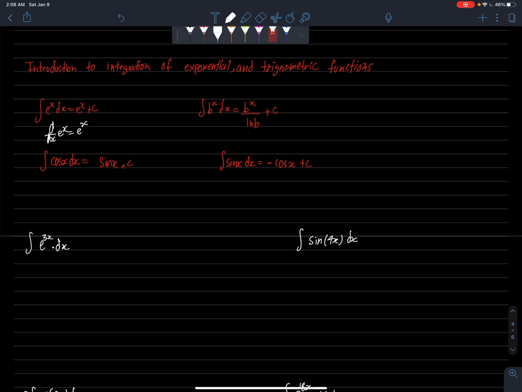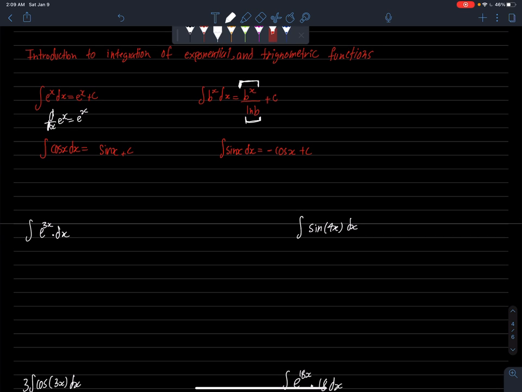Now, for a more traditional exponential function, such as b to the power x, b being some constant, the integration of that will be equal to the exponential function itself, b to the x, divided by ln b plus some constant.